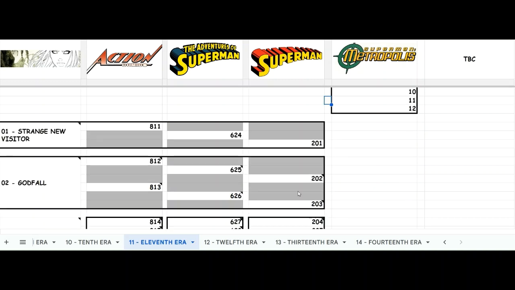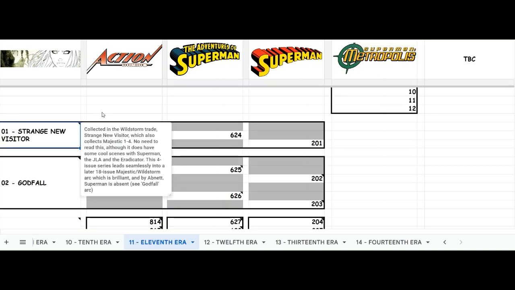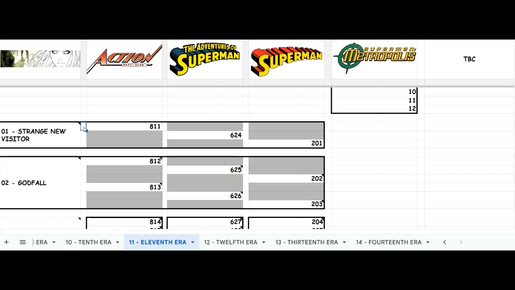And the reason for that is that when we go here to the first arc of this new era, the 11th era, what we'll find is that actually Superman isn't in this arc. This doesn't continue directly on from the Future Smiths arc, even though it feels like it should. This arc is called Strange New Visitor, and it includes, in the following order, Action Comics 811, Adventures of Superman 624, and then Superman 201. I've got some quite lengthy notes here on the Google Sheet, but fundamentally the important thing to keep in mind is that this is a great 3-issue arc featuring the character of Majestic, who's from the Wildstorm universe, and it has him in the lead role instead of Superman. In fact, at this point, Superman is missing.